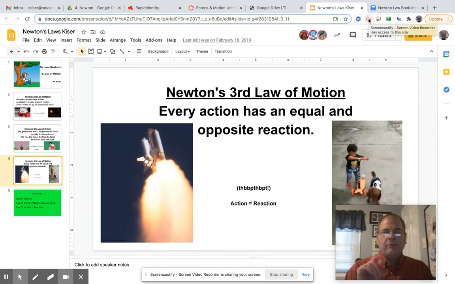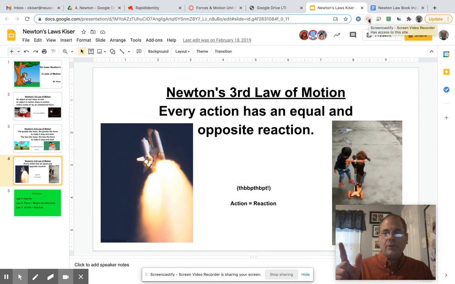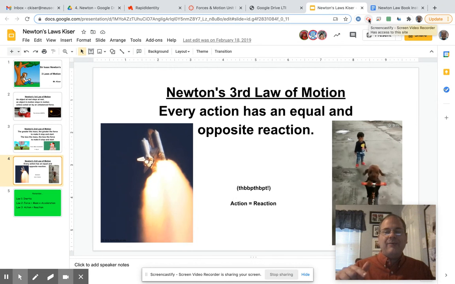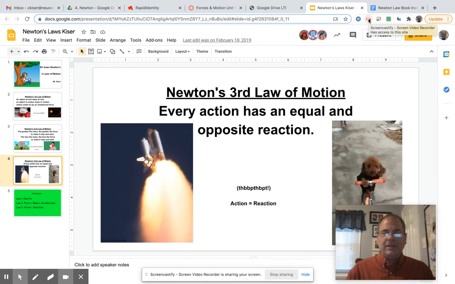Oh, before we go, remember there's also the Rube Goldberg machine. I would love to see how you made those machines.